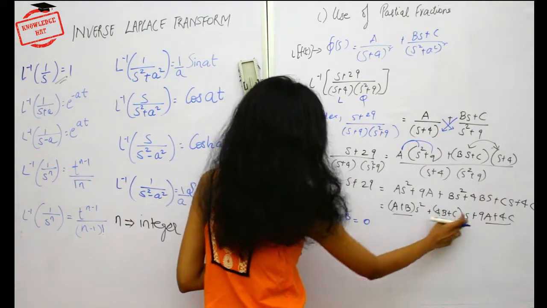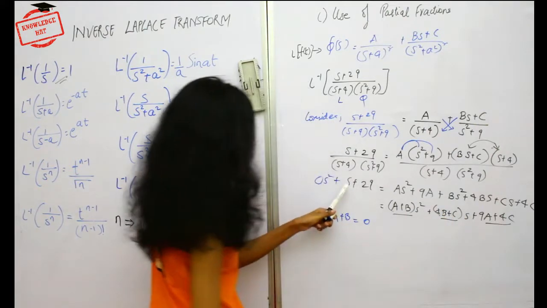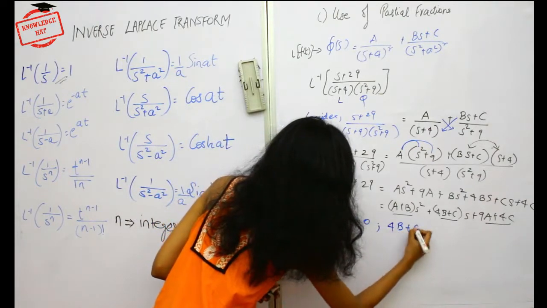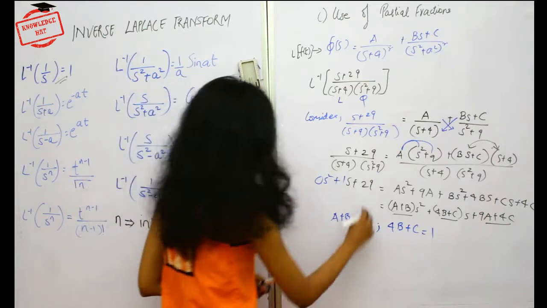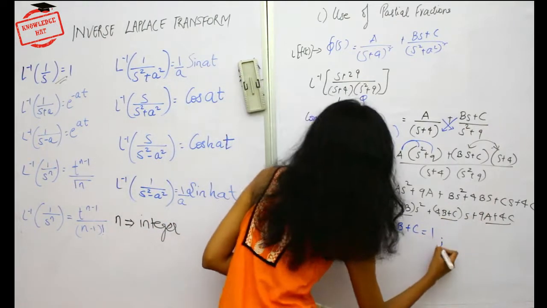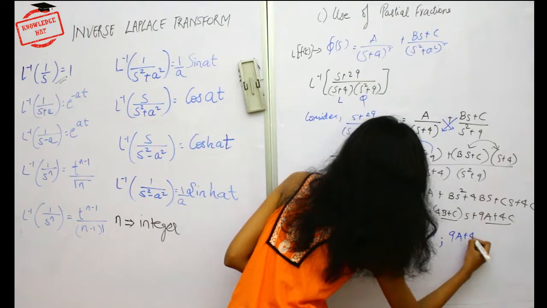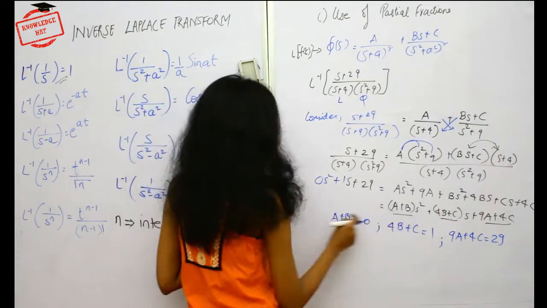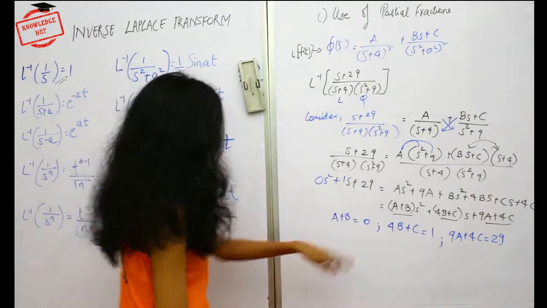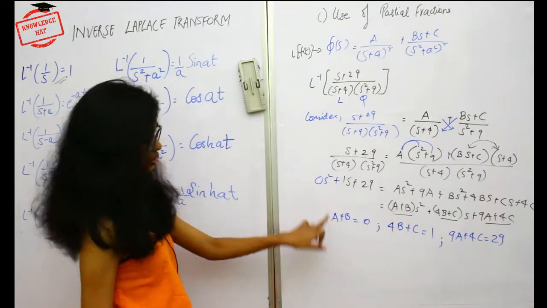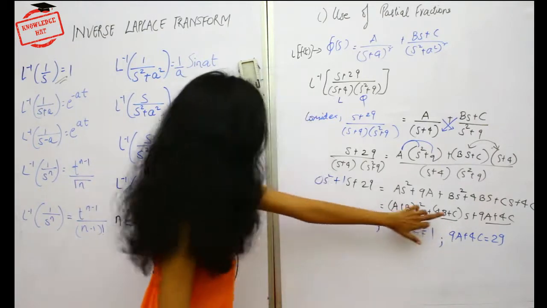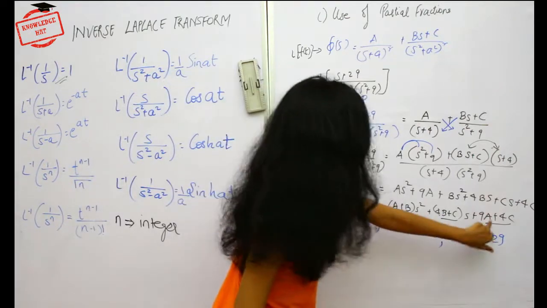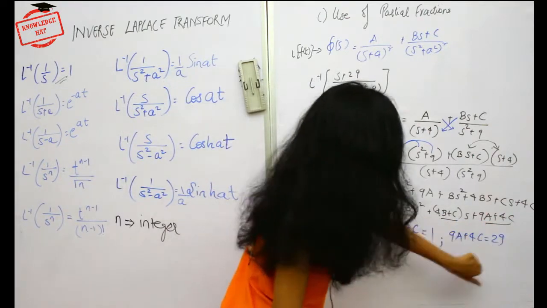s is what? s has coefficient 4b plus c on the RHS, and here it is 1, right? So one more equation I got is 4b plus c equals 1. Constant: 29, and 9a plus 4c equals 29. Okay, just equate RHS with LHS. So what I get? a plus b, no s square term, so 0. 4b plus c, s term, coefficient is 1, so 1. 29, which is the constant, and your constant on RHS is 9a plus 4c.